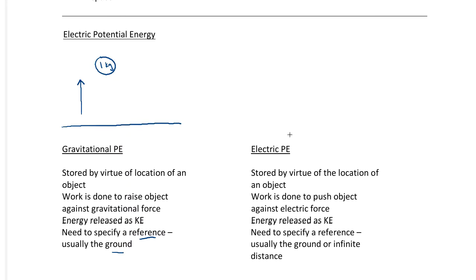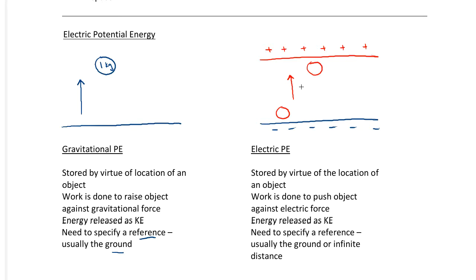Now, in terms of electric potential energy, we can do the same kind of thing. Let's imagine a parallel plate capacitor set up like this. Here's the negative, and I'm going to put the positive plate at the top. And similarly, if I take a positive charge from down here, and I do work on it to move it up closer to the positive plate, that work is stored as potential energy, electric potential energy, in the arrangement of this charge within the electric field. And if I were to let the charge go, it would accelerate downwards as that was released as kinetic energy.